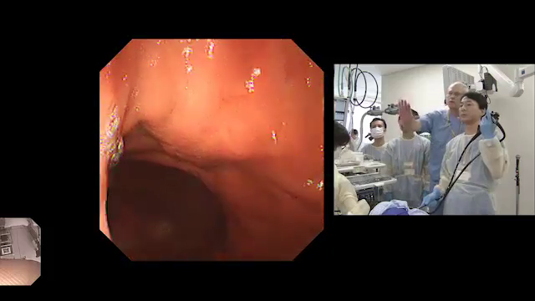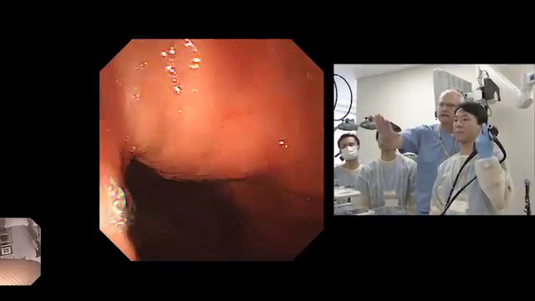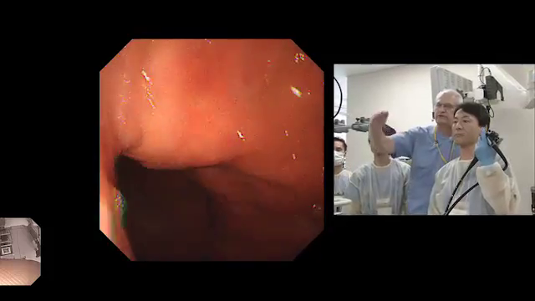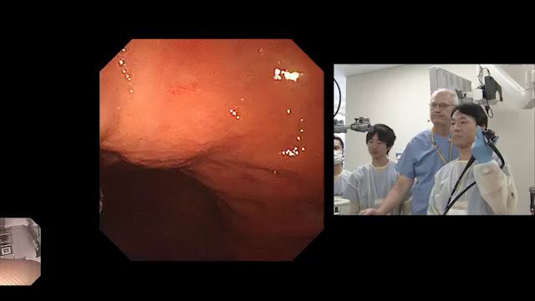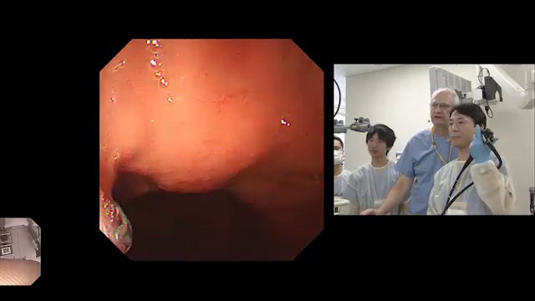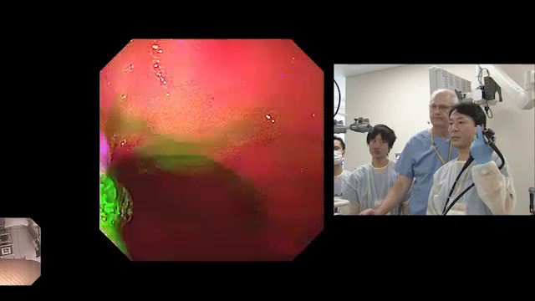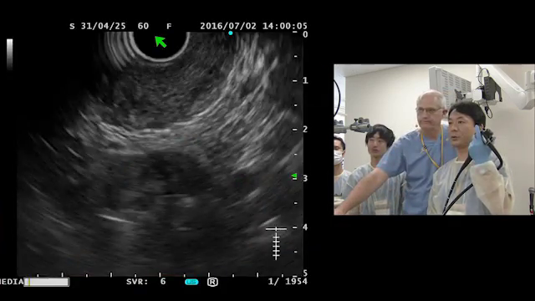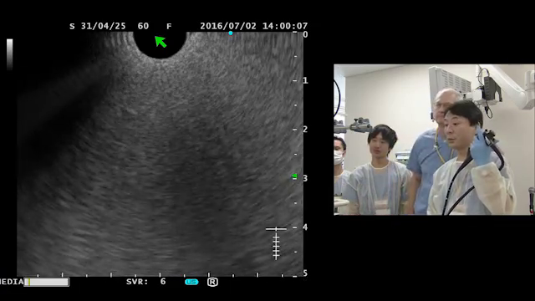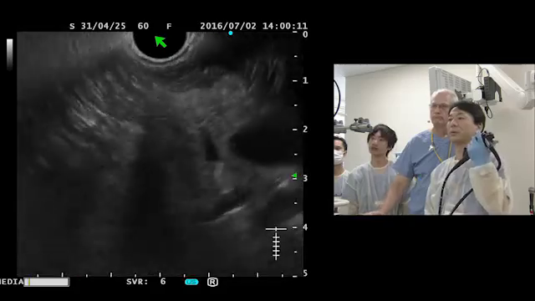So it is not so endophytic. It is more, we say, sort of exophytic. Not so impressive on endoscopy, huh? But that is the lesion there, right in the middle of the field. Okay. So back to the US image. Yes, thank you very much.